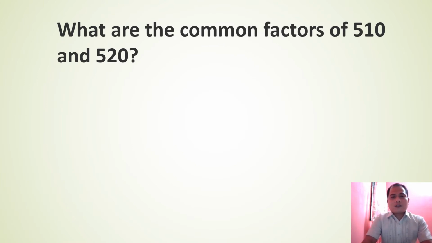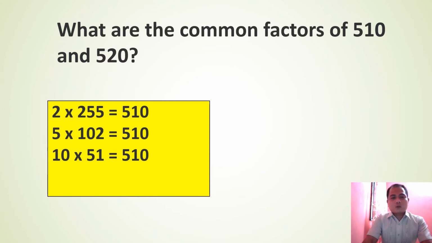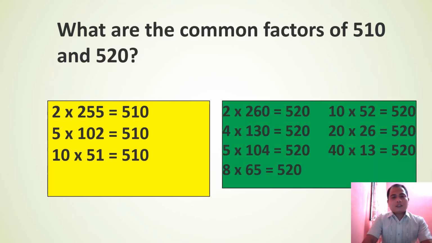What are the common factors of 510 and 520? So the factors of 510 are 2 times 255, 5 times 102, 10 times 51, all equal to 510. What about the factors of 520? 2 times 260 is equal to 520. 4 times 130. 5 times 104. 8 times 65. 10 times 52. 20 times 26. And 40 times 13 are all factors of 520 and the product is 520.